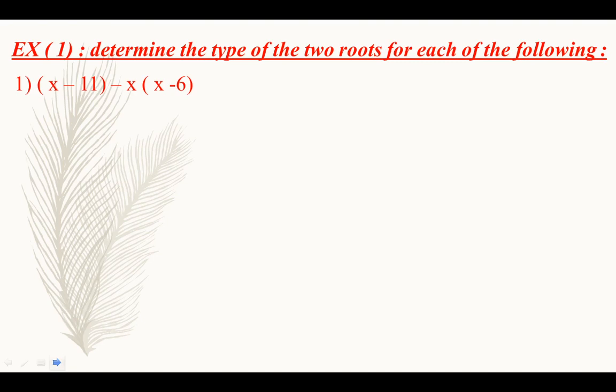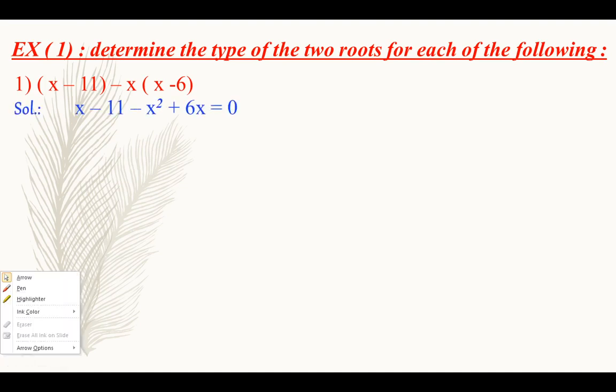But as we said before, here you have to put the equation in the standard form of the quadratic equation. So here we are going to distribute negative x, multiplied by x and negative x multiplied by negative 6. The x minus 11 will be left over, so we will write x minus 11 as it is.